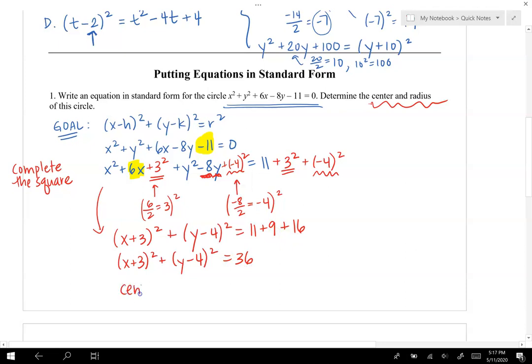Okay, so my center is (-3, 4). My radius is the square root of 36, which is 6. Now, as long as your radius is a positive number and you get decimal answers, it's totally okay. All right, and remember, this is a video, so you can watch it again. We're going to try it two more times.